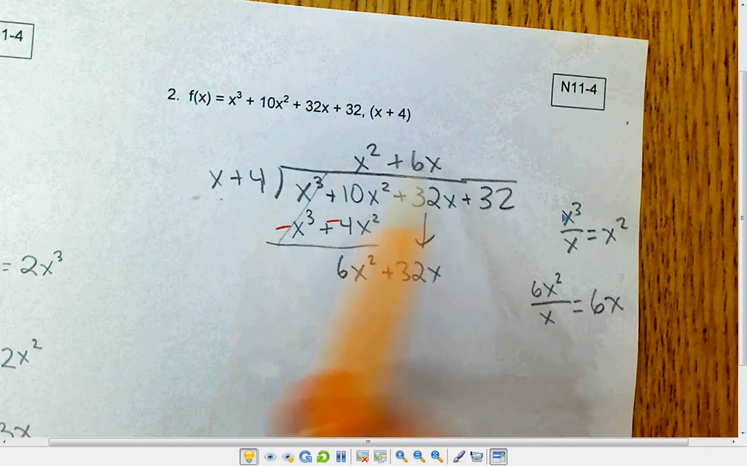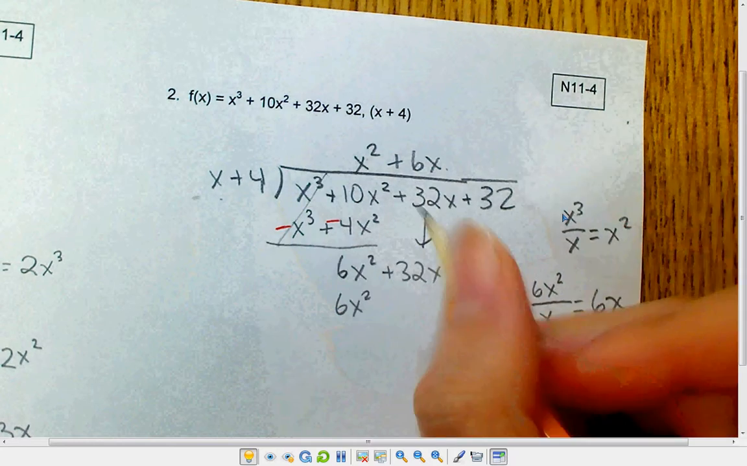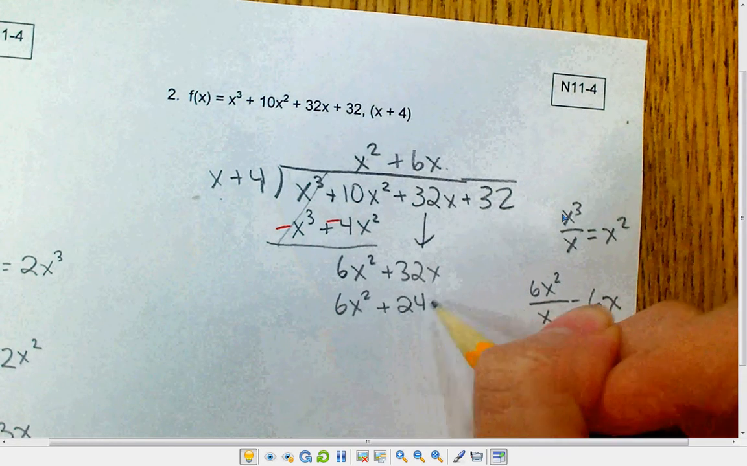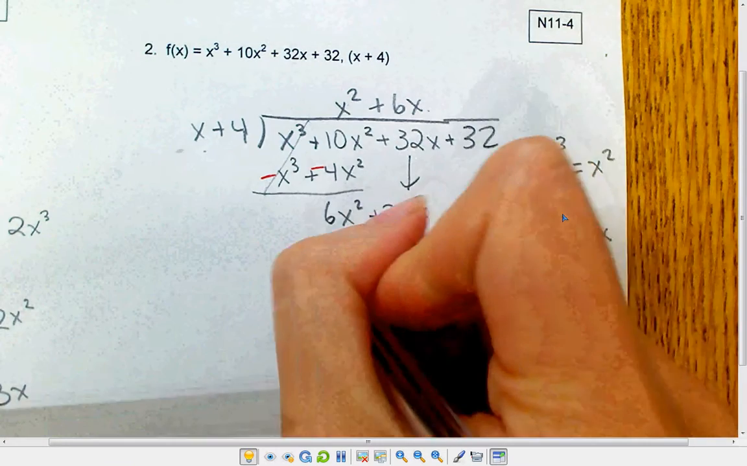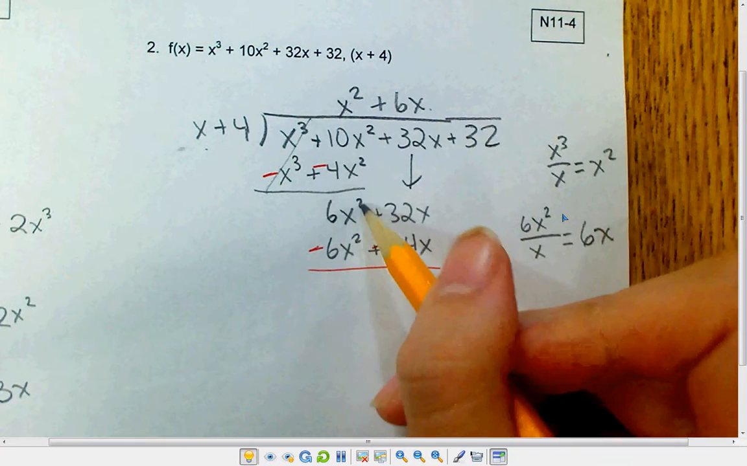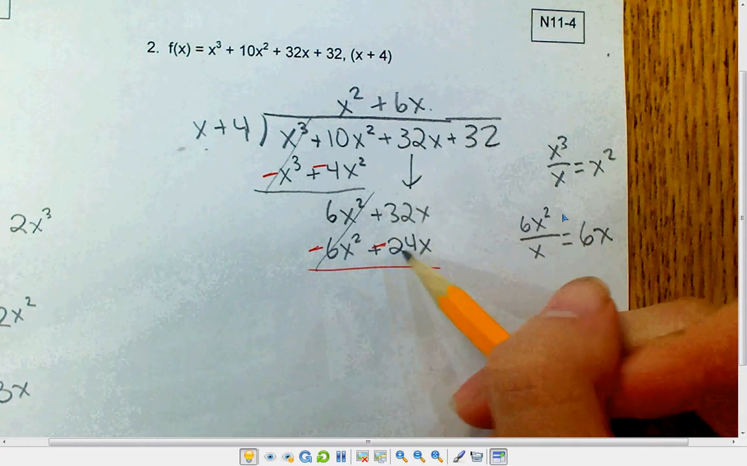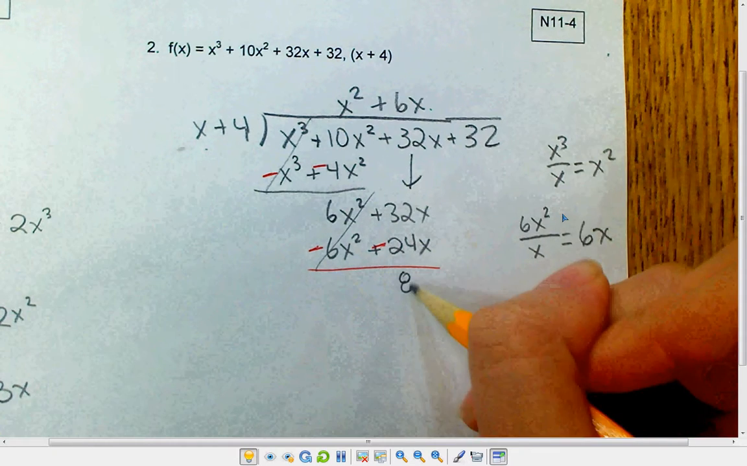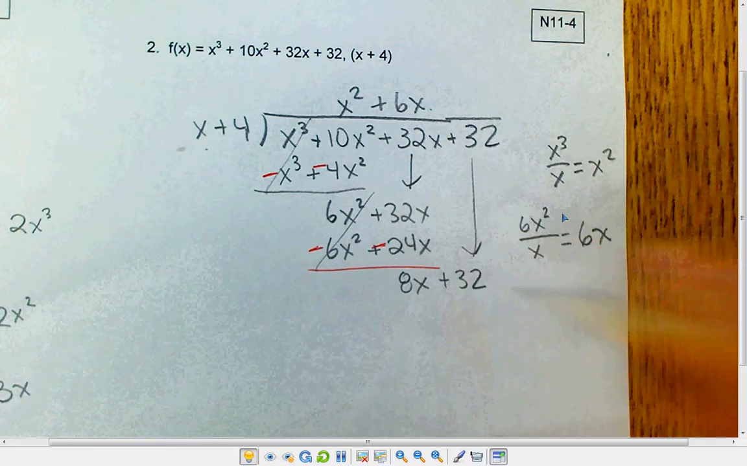Again, we're multiplying 6x times x gives me 6x squared. 6x times 4 gives me plus 24x. Again, we're going to change the signs. And we have 6x squared minus 6x squared, which of course cancels out. 32x minus 24x gives us 8x. And we have one more. We got to bring the 32 down.